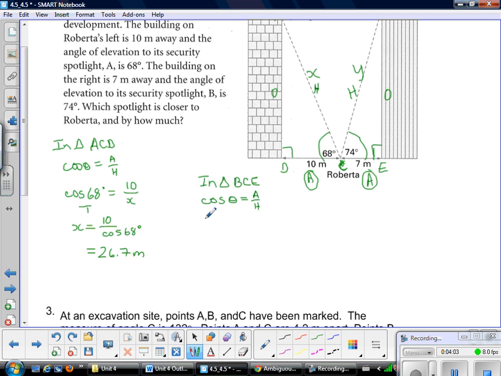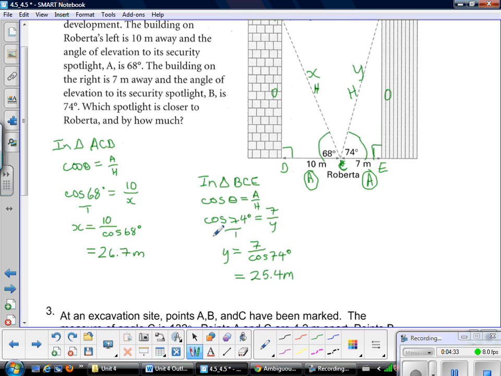And again, now we're going to fill in the information we know. So cos of 74 equals 7 over our y that we want to find. Again, we're going to cross multiply and divide. So we're going to divide by the cos of 74. So y equals 7 divided by the cos of 74, which equals 25.4 meters.